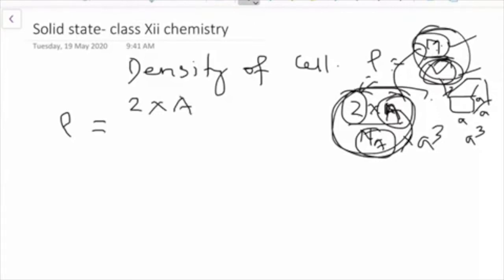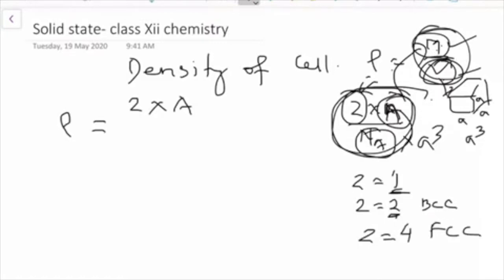Again I am repeating, Z means the rank of a unit cell, and what is Z for the three kinds of unit cell which you have seen? Z is 1 if it is a simple cubic cell, that is, a primitive cell. Z is equal to 2 if it is BCC, body centered cubic cell. We have discussed this already in the previous class. So Z is 2 for BCC, 1 for primitive, and for face centered, the Z value, the total number of constituent particles in a unit cell, is 4. So there you go. Then again, going back to the formula.